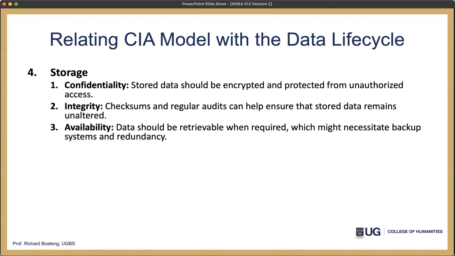Storage, confidentiality. Stored data should be encrypted and protected from unauthorized access. And this one applies especially to sensitive data that's to do with passwords, and sometimes information that's identifiable, so that somebody may not be able to have access to it. So encryption means that it's actually enveloped in another layer of information so that you cannot decipher the data that is there.